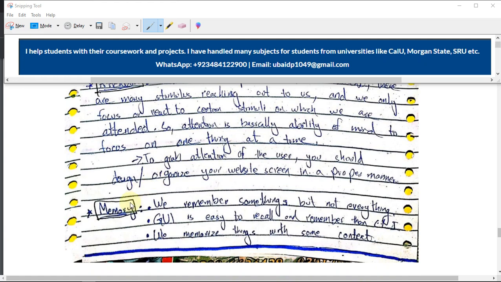Then we have another cognitive process, memory. It is, as we know, the ability to remember or recall something in our mind, and we remember something but not everything, right? It's not even possible to remember everything, right? We are really certain about that also.